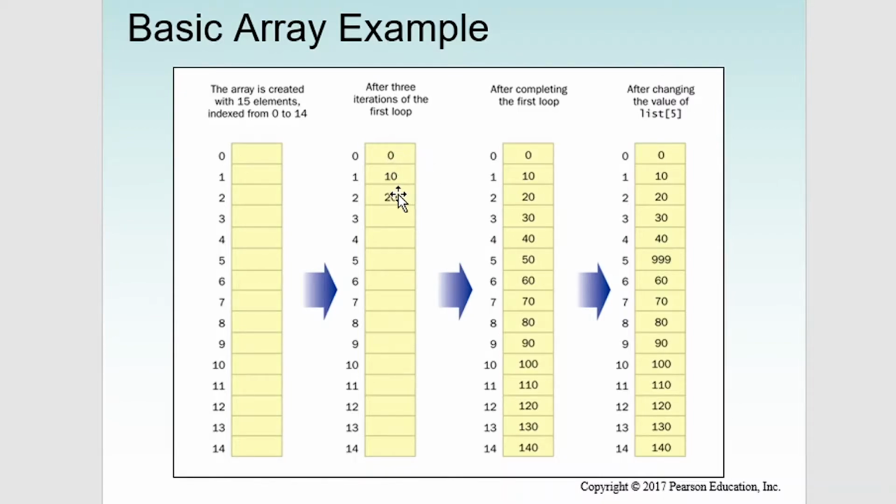So they add values only to the first 3. This is what it looks like when it's complete. And somewhere in between here is where we assign the value 999 at index 5. And then this is them using the for each loop to print out each value in the array.